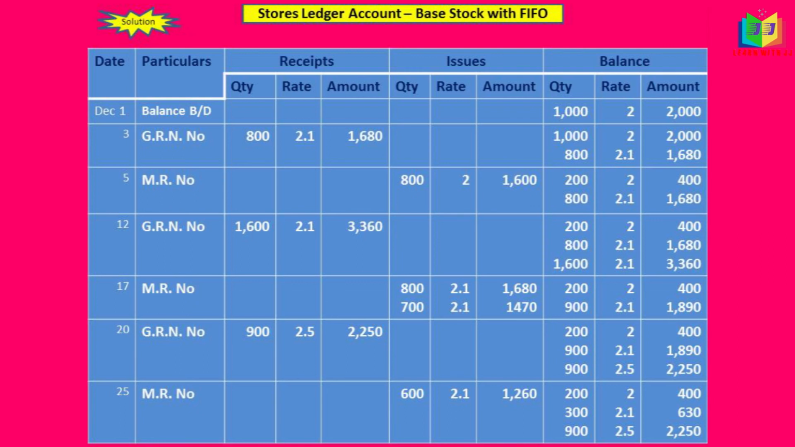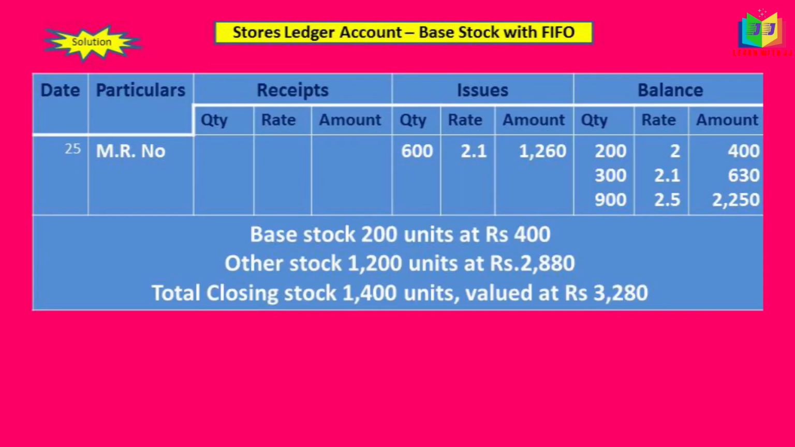Now we have to find the closing stock. In this closing stock, the base is 200 and the value of the base is 400, and the other stock we have is 1200. So the total closing stock here is 1400 units valued at 3280. I hope now you understand how to do a problem under this base stock method.